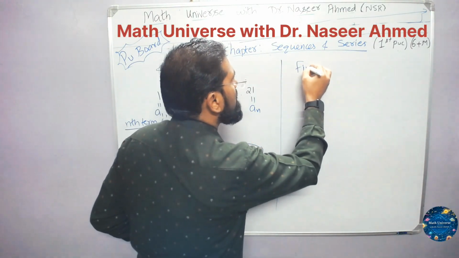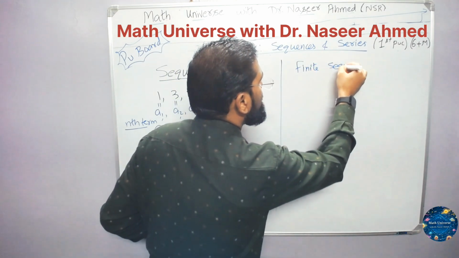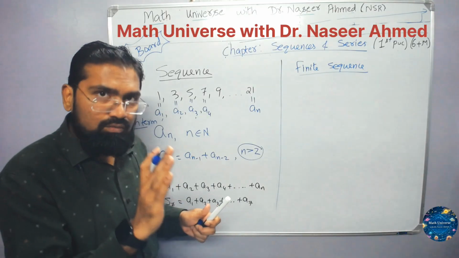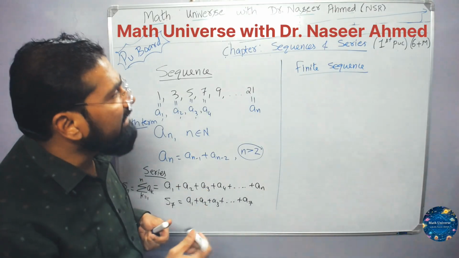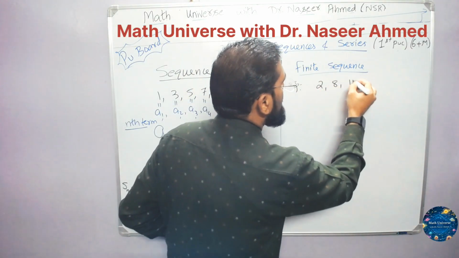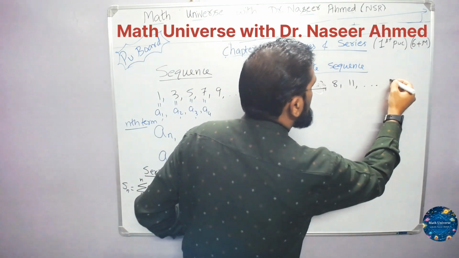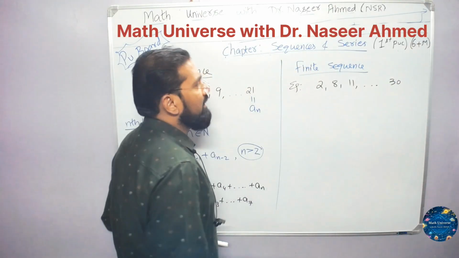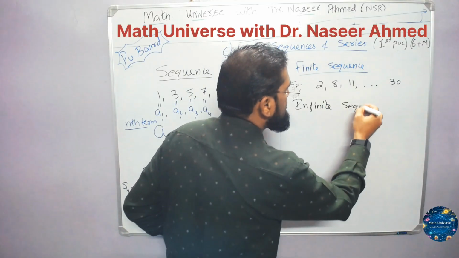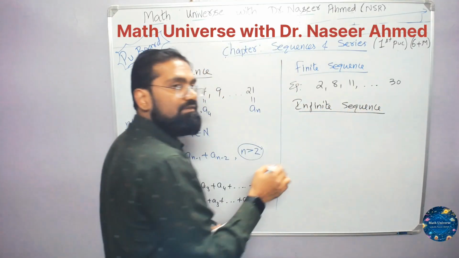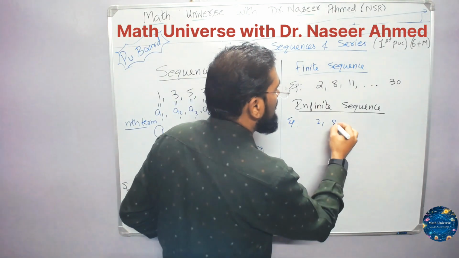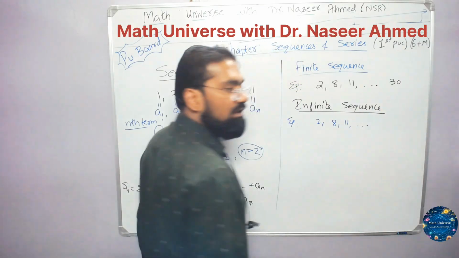Now coming to finite sequence, if the number of terms are finite in number, nothing but countable, only then we say it is a finite sequence. For example, 2, 8, 11, let's say last number is some 30. Whereas an infinite sequence is a sequence which is not finite. For example, same example I'll take here, 2, 8, 11 and just dot dot dot I give.